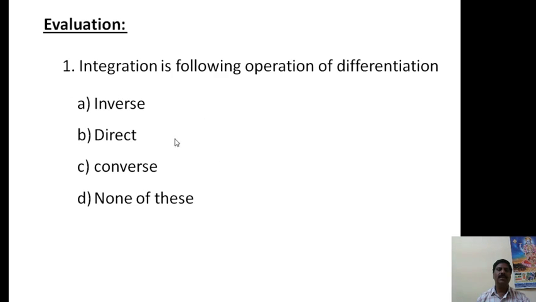Option A is correct for this question because integration is the inverse operation of differentiation. Therefore, A is the correct answer for this question. Integration is the inverse operation of differentiation. This is the correct answer.